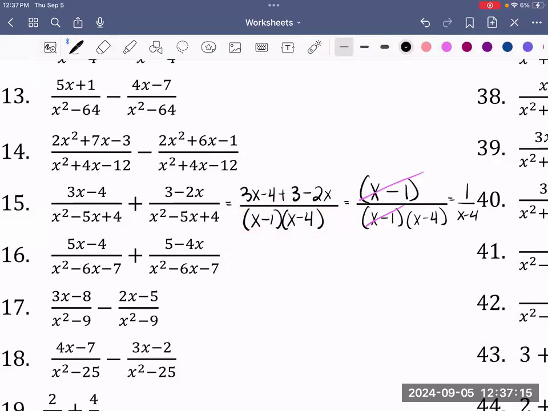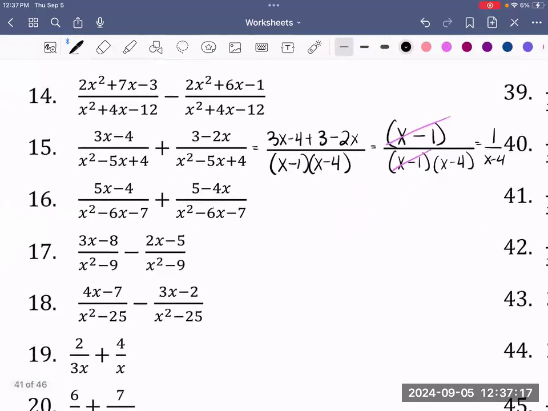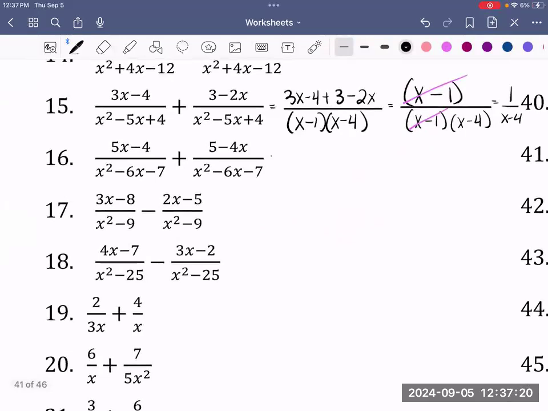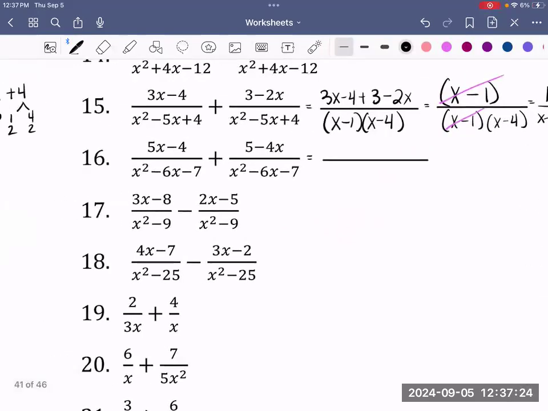Let's try it again with number 16. So you'll notice they have the same denominator, so let's go ahead and factor. We're looking at factors of 7 that can get you to a negative 6. That means we have to add 1 and subtract 7 to get the negative 6. And when you multiply them back together, you get negative 7. So x plus 1, x minus 7. We can go ahead and add your numerators.